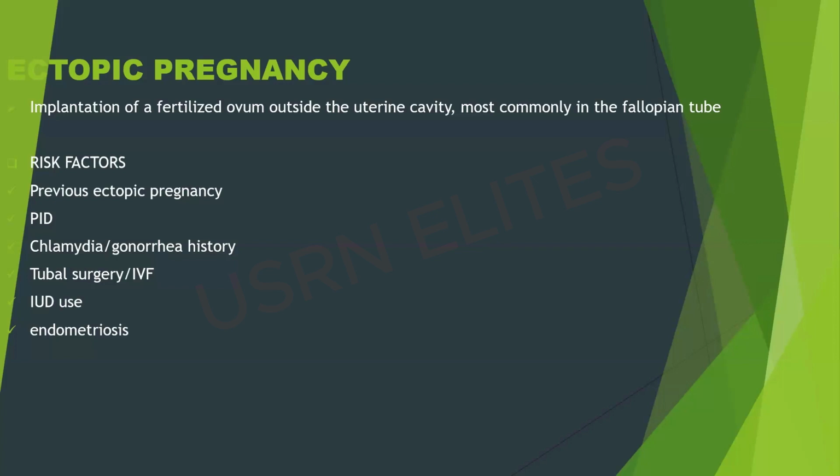And endometriosis. With endometriosis, we are looking at cells of the uterus growing elsewhere, for example in the fallopian tube. It becomes a ground for the fertilized ovum to implant, because it just sees it as the normal uterus, not knowing it is just cells of the uterus growing elsewhere. I hope you understand.